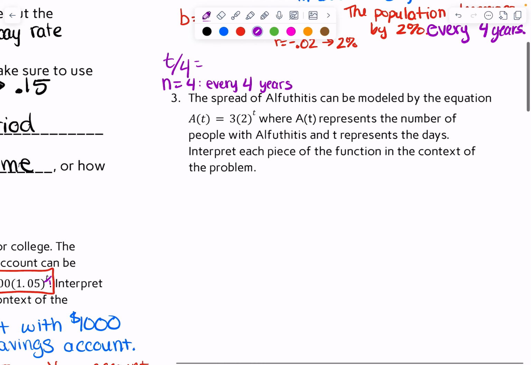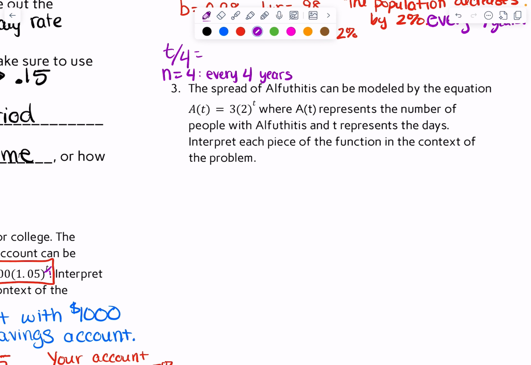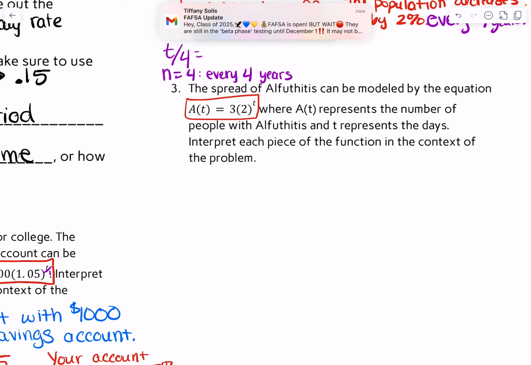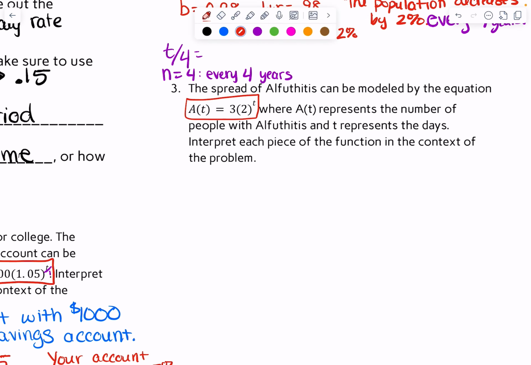One more example for us to look at, the spread of alpha-thytis. It's a newly found awesome illness. It just means you get to be really good at math, so no worries if you get it. The spread of alpha-thytis can be modeled by the equation A of t equals 3 times 2 to the t power, where A of t represents the number of people with alpha-thytis, and t represents the days. T represents days. I'm going to want that later. Interpret each piece of the function in the context of the problem.